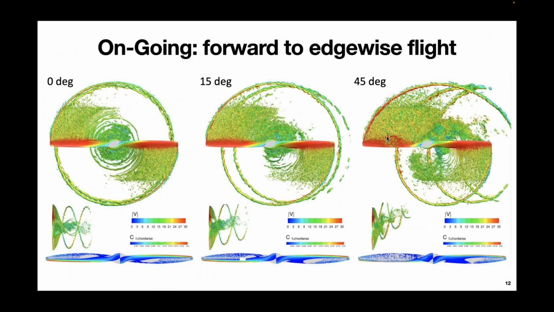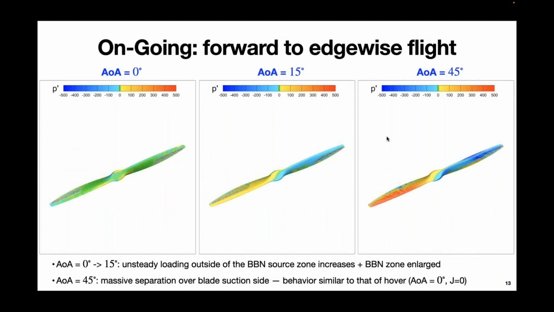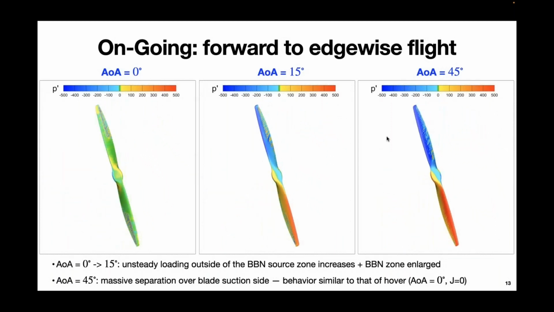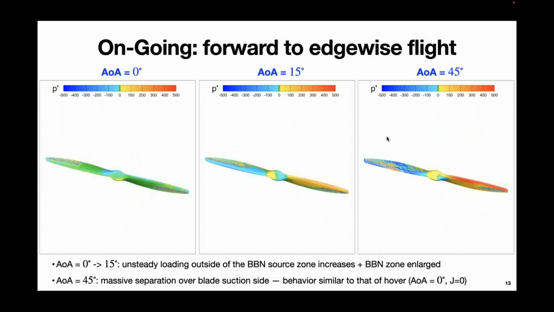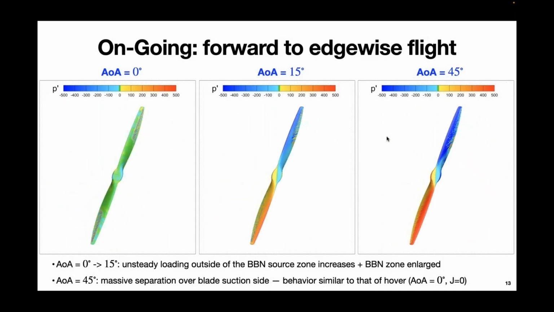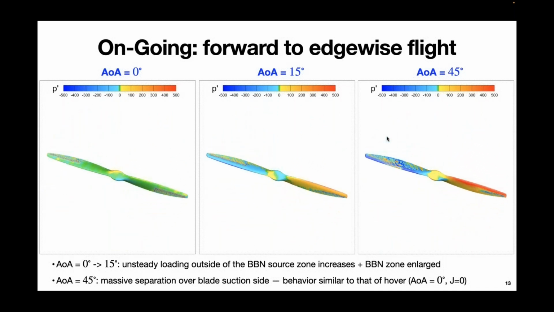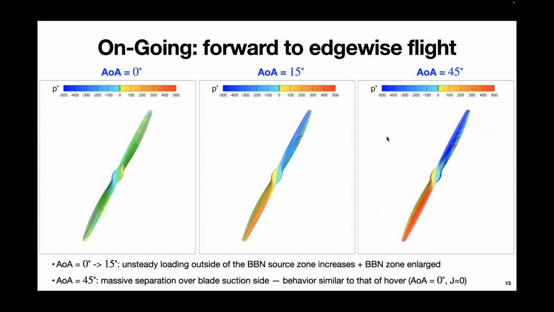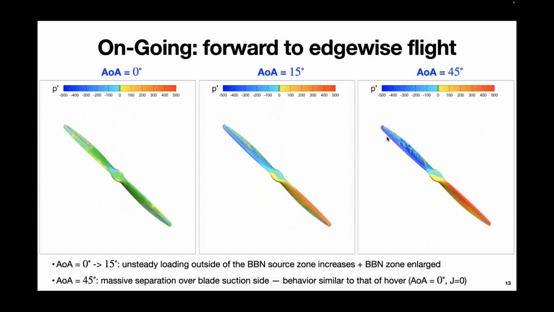Some ongoing effort: we are now looking at also edgewise flight, and this is where the flow is coming in at a large angle, and this is quite relevant for UAM type of applications. And this is just some animation of what's happening when you subject the forward flight propeller at a large angle of attack. And you see some very interesting noise generating phenomena.